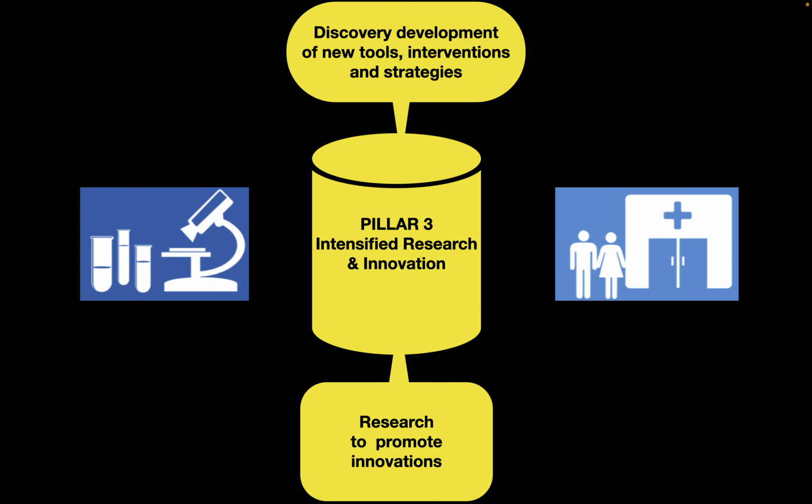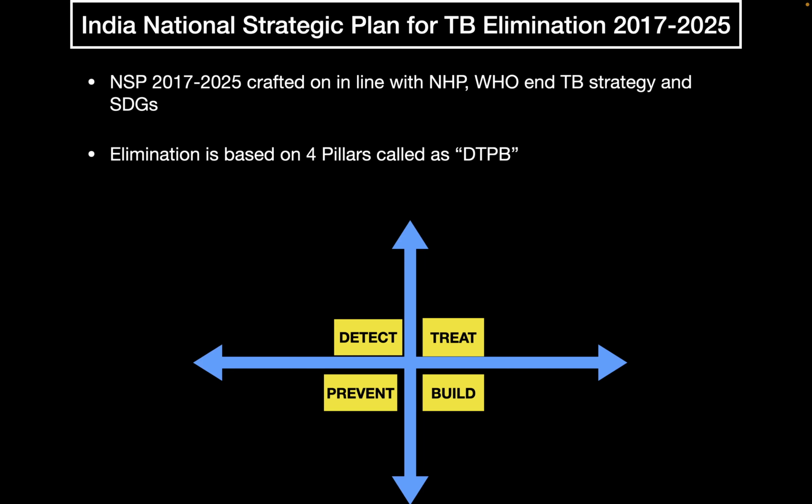The third pillar talks about intensified research and innovation, the new discoveries, the new drugs, like we have molecular tests, and new drugs like bedaquiline and delamanid coming, and so the ongoing research should be strengthened, new tools, strategies and interventions should be developed, and we need to strengthen this research to promote innovations. Now, so this was the End TB strategy. If I can summarize, the End TB strategy talks about reduction of morbidity and mortality.